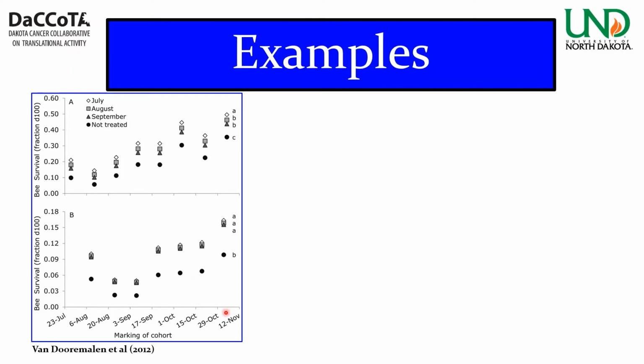So just a note, my use of lines in the previous design slide, lines to show repeated measures or not lines to show not repeated measures, is not used everywhere. So here, these cohorts, I believe, are the same bees across time, despite having no lines. So it just depends on the author.